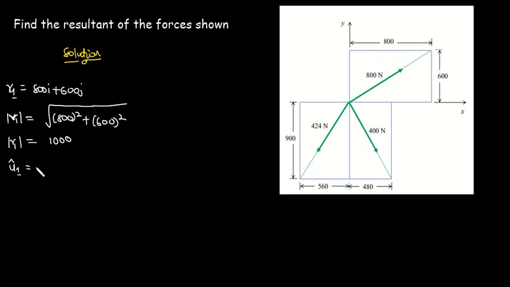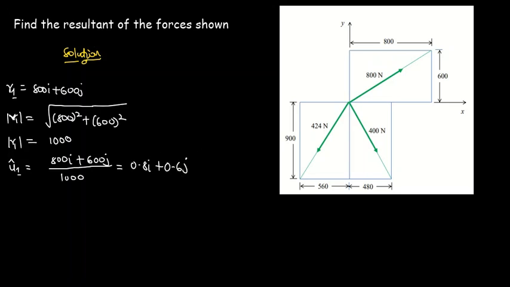That will be equal to the position vector, which is 800 in the x-axis direction plus 600 in the y-axis direction, all divided by the magnitude, which is 1000. If we simplify this, you're going to have 800 divided by 1000, that will give us a value of 0.8 i, plus 0.6 j. So that will be the unit vector for the 800 newtons force.